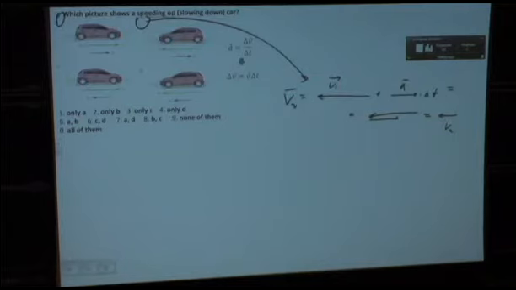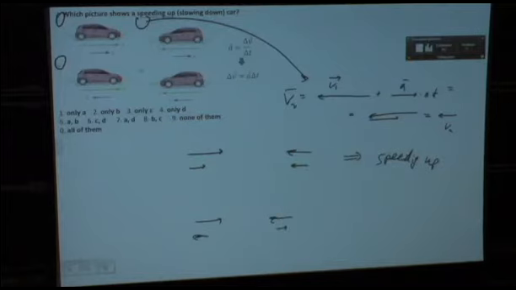A, speeding up. B, slowing down. We can make a very simple conclusion. If you have velocity and acceleration parallel to each other, pointing in the same direction, that means speeding up. If you have velocity and acceleration opposite to each other, anti-parallel, that means slowing down.